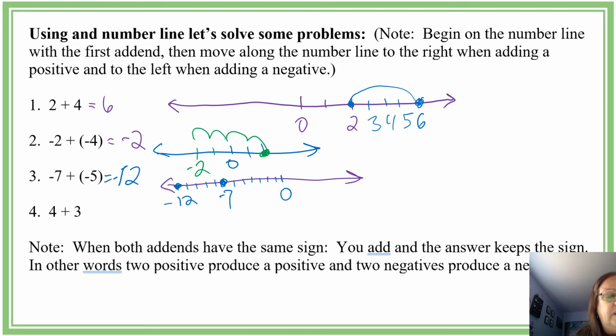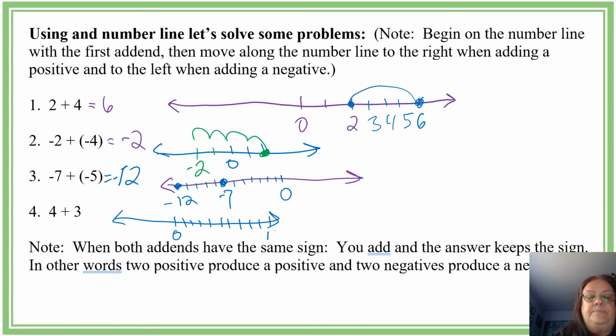For 4 plus 3, basically, we're going to have a number line: 0, 1, 2, 3, 4, 5. We start at 4, and we add 3, so we continue in the same direction. 1, 2, 3, in the positive direction. So this is actually 7. So the answer to this one is 7.